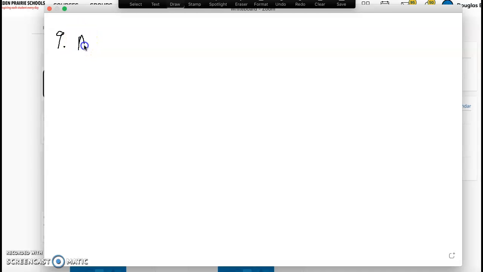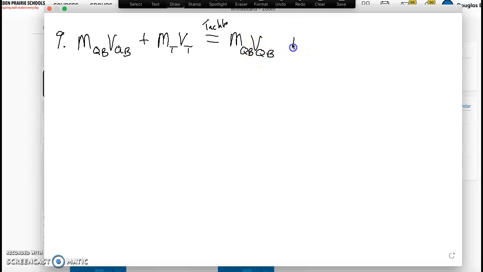So our equation, I'm going to do mass of the quarterback, velocity of the quarterback, plus mass of the tackle. It's Bruce and Biff, but they both have a B, so I'm changing their subscripts for you. And then I've got over here, after this is the tackle right here, the equal sign. Mass of quarterback, just rewrite it. So this is after, and this is before.